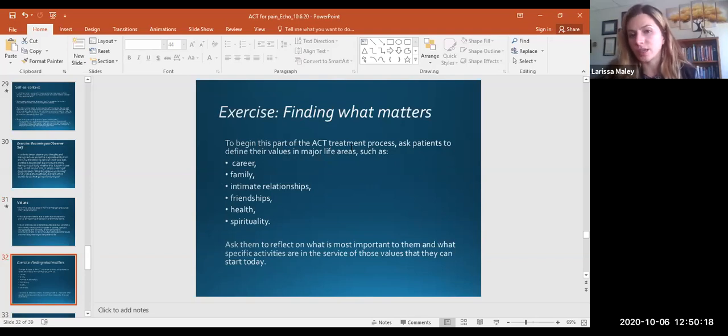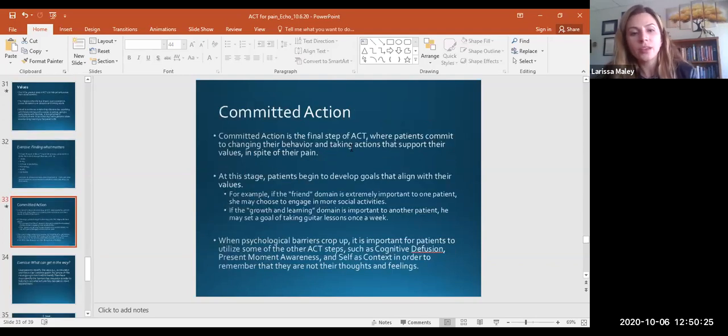So what we would do is just like finding what matters, going through these things and helping them reflect on and identify what are values versus goals. And then committed action would be the last step. And this is where we put it all together. So this is where the patient actually commits to changing their behavior in the service of their value in spite of their pain. At this stage, they've already accepted the acceptance piece. They've identified what they're going to do.